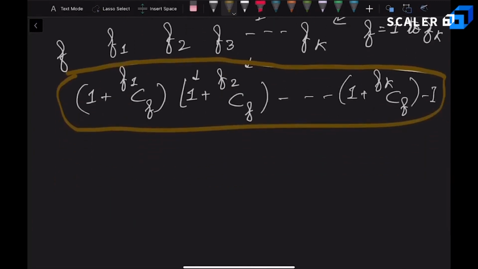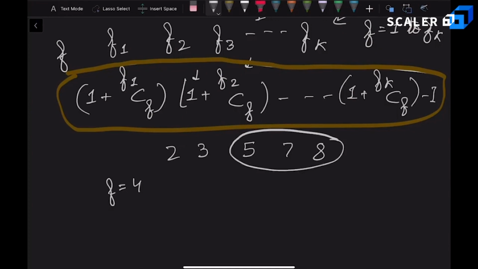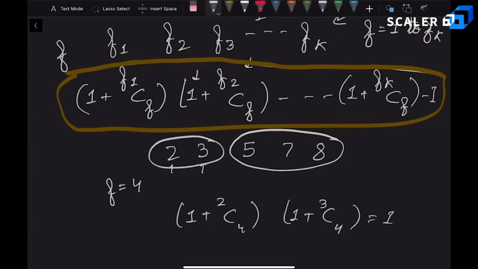So notice that if our frequencies were 2, 3, 5, 7, 8 or something like that, and we are considering f equal to 4, we only need to consider the elements 5, 7 and 8, because for 2 and 3, this value will be 1 plus 2c4 into 1 plus 3c4. And we know that NCR where n is less than r will be 0. So this will only contribute 1 to our product. So we can actually ignore these two elements.